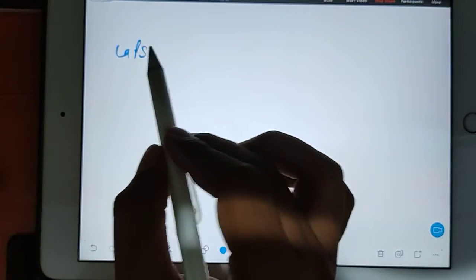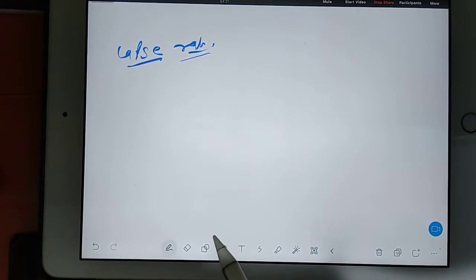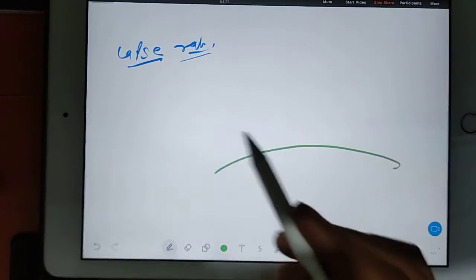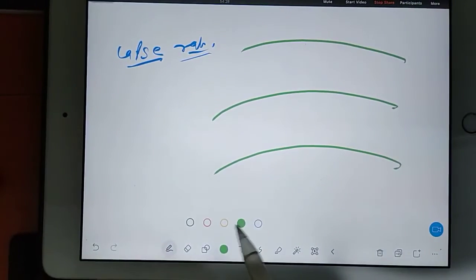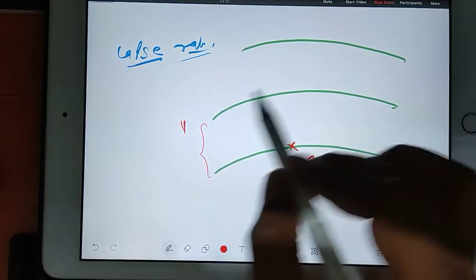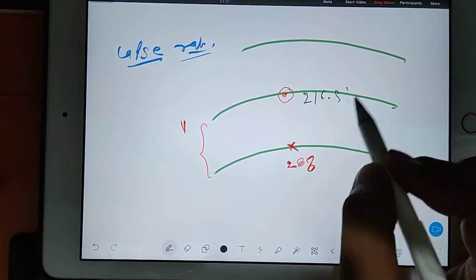Majorly you have to bother about two things: what is your troposphere, what is your stratosphere, and once that is done, you should know there is something called lapse rate. What is lapse rate? Lapse rate is the rate at which your temperature is decreasing in the troposphere. This is the earth, this is the troposphere, this is the stratosphere. Imagine here you have a value of 288, but when you cover 11 kilometers, the temperature will decrease. It will be 216.5 Kelvin.